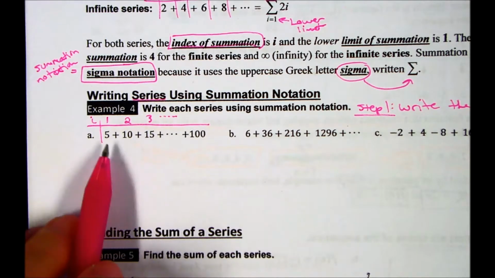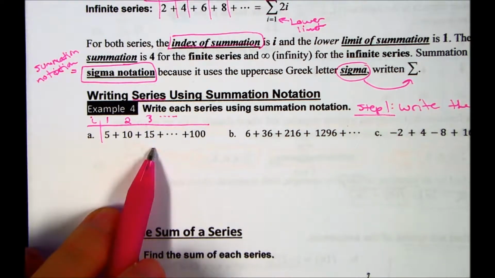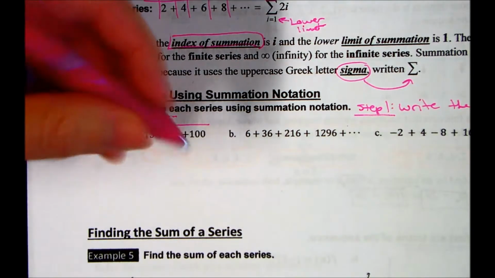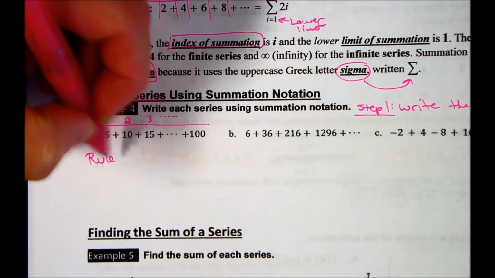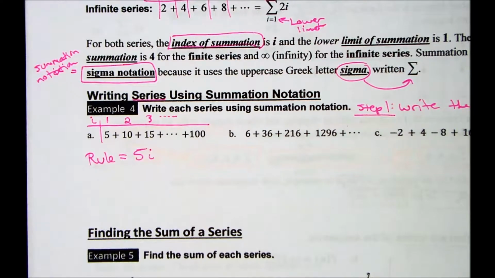So let's just look at these three. What could we do to 1, 2, and 3 to get 5, 10, and 15? Well, hopefully you can realize that you're multiplying by 5. So my rule is basically take 5 times my index.